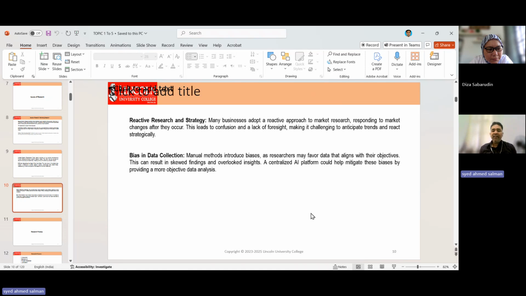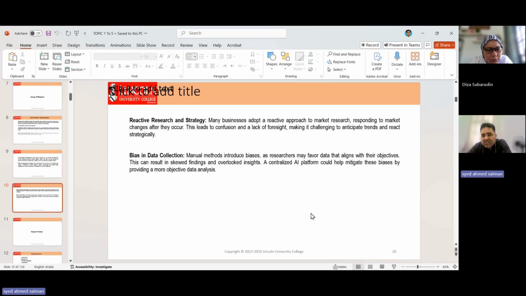Reactive research and strategy. Many businesses adopt a reactive approach to market research, responding to market changes after they occur. This leads to confusion and lack of foresight, making it challenging to anticipate trends and react strategically. How are you going to overcome these challenges?